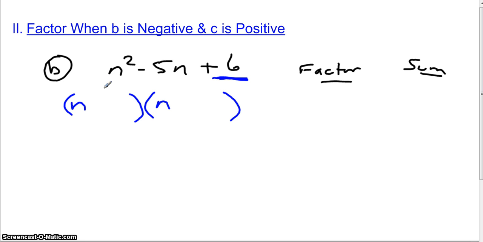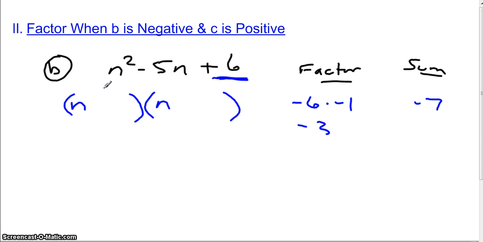They'd be negative. Could we have two negative factors that become a product of 6? Yes, we could. So we could have like -6 times -1, right? That equals 6. But do those factors add up to -5? What do they add up to? That won't work. So what options do we have?